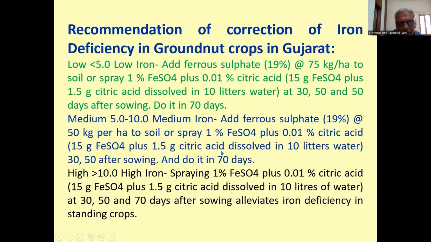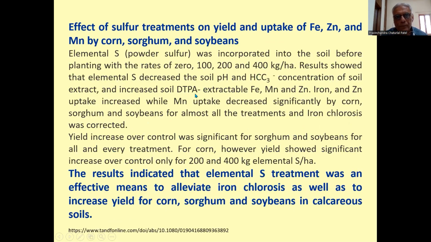For medium, the concentration is 50 kg per hectare of ferrous sulfate, and the spray concentration is 1% and 0.01%. For high, spraying of 1% ferrous sulfate plus 0.01% citric acid, 15 gram ferrous sulfate plus 1.5 gram citric acid dissolved in 10 liters of water at 30, 50, and 70 days after sowing, to alleviate iron deficiency in standing crop of groundnut.